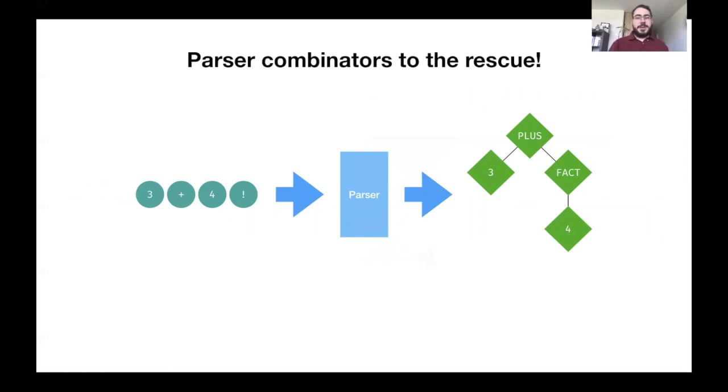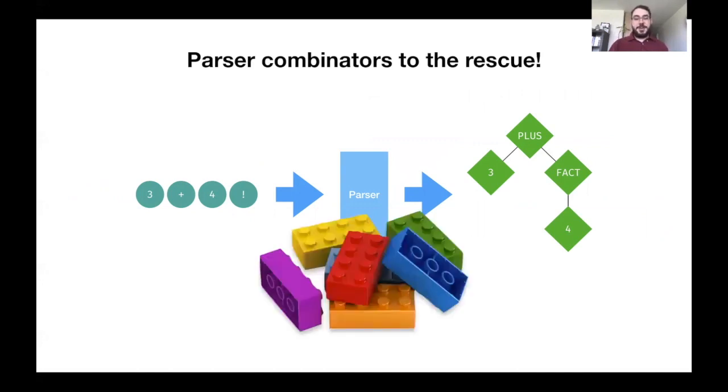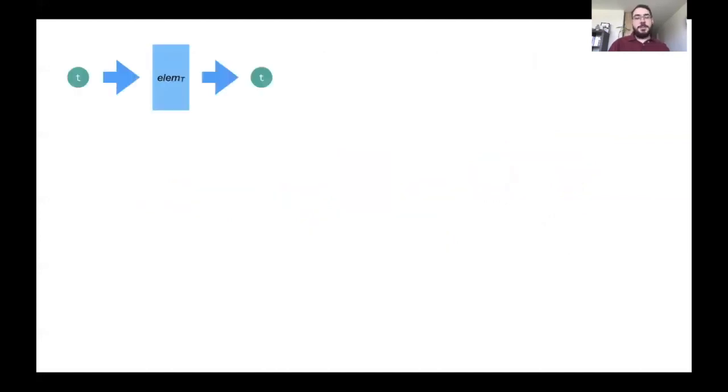And the way we do this is using parser combinators. So I set myself the goal to use parser combinators for this project. And the idea of parser combinators is very simple. You have basic building blocks that you can combine to obtain more complex parsers. The building blocks that we have, for instance, are simple elem parsers, which simply take a single token and produce the token itself as a value.